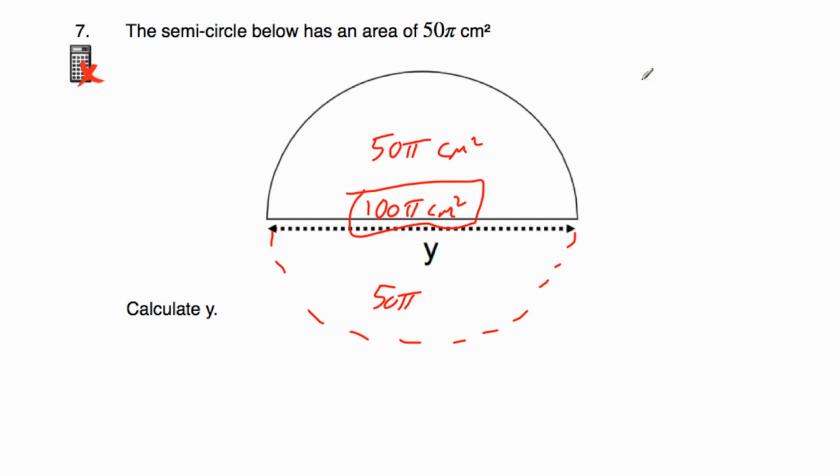So we know the area of a circle is pi r squared, so let's write that down, pi times the radius squared, and we know that's equal to 100 pi, so 100 pi.